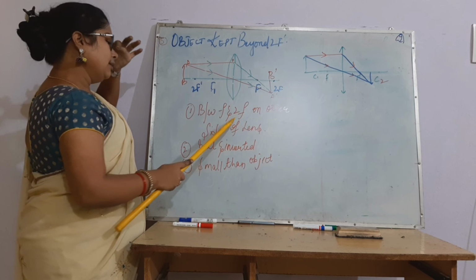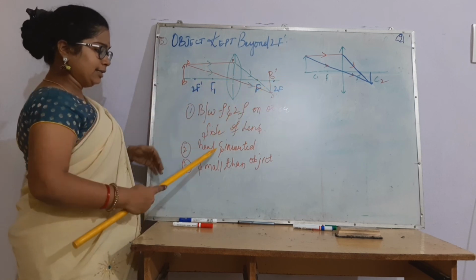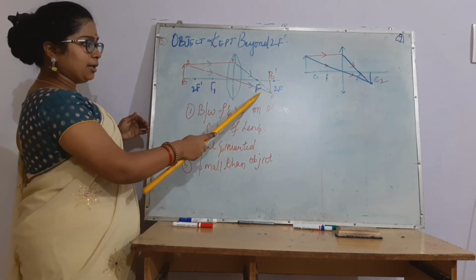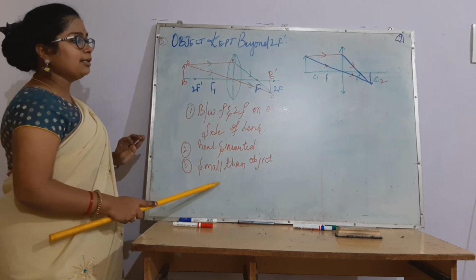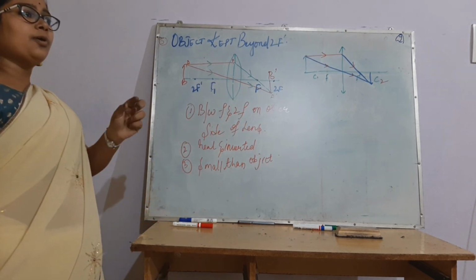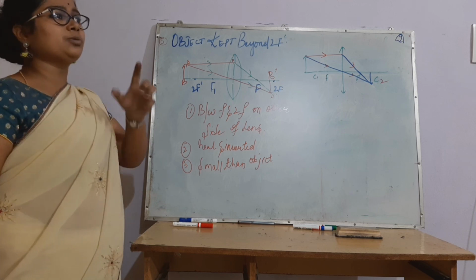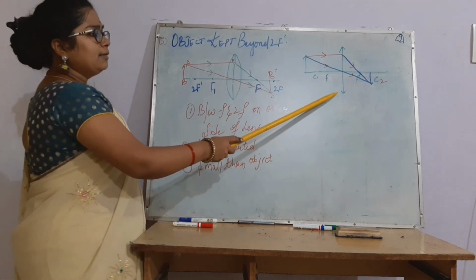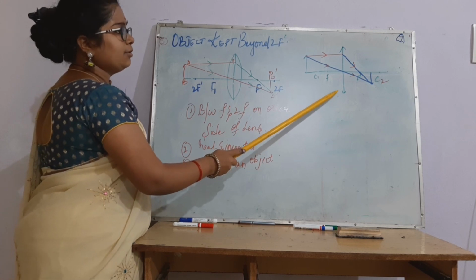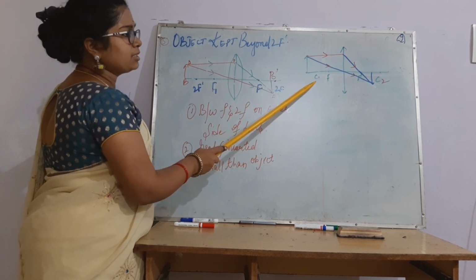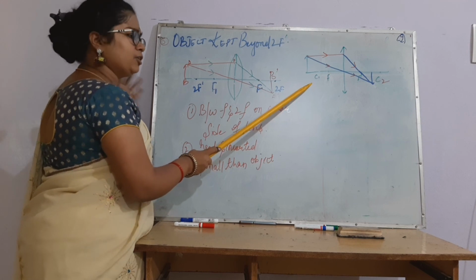It is formed on the other side of the lens, real and inverted. These two are meeting really, I am not drawing any dotted lines. It is smaller than the object, diminished; smaller than the object or diminished, both are the same. And this is the convex lens. In some textbooks C1 and 2F are both the same.